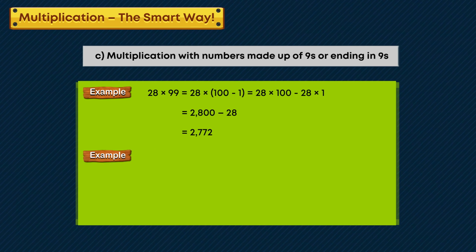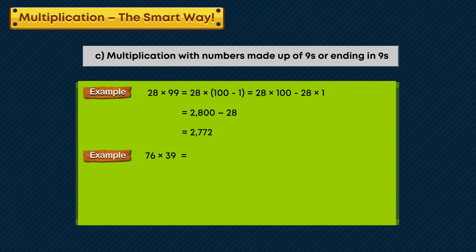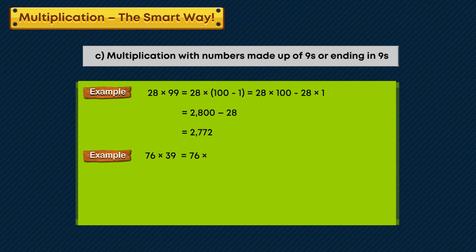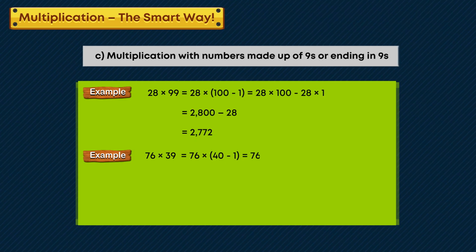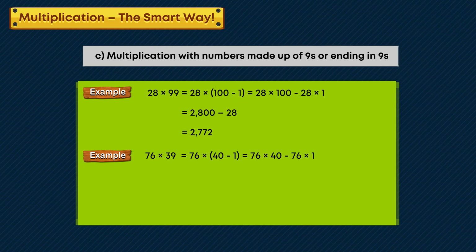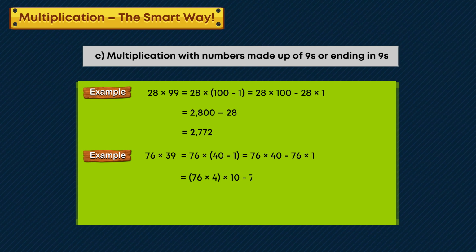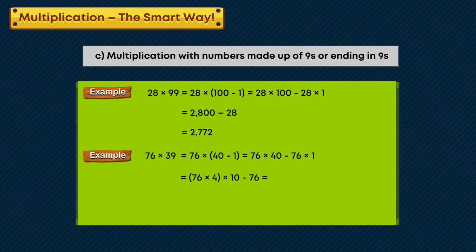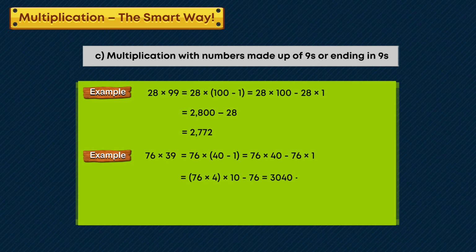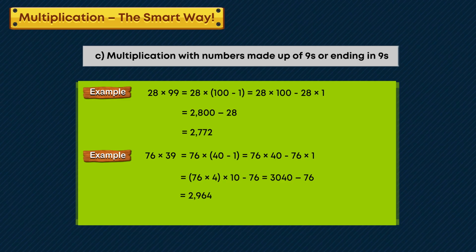Example: 76 into 39 is equal to 76 into 40 minus 1 is equal to 76 into 40 minus 76 into 1 is equal to 76 into 4 into 10 minus 76 is equal to 3040 minus 76 is equal to 2964.